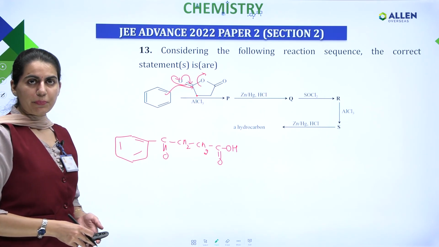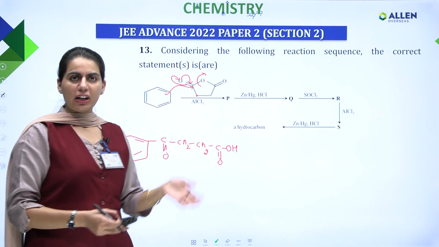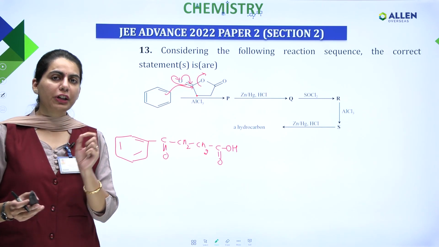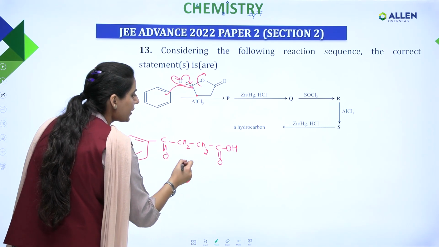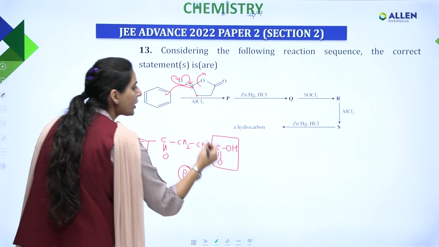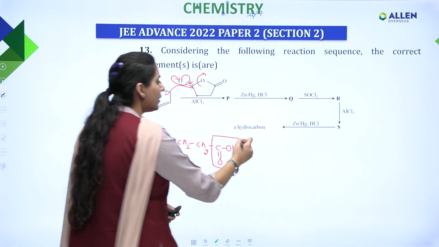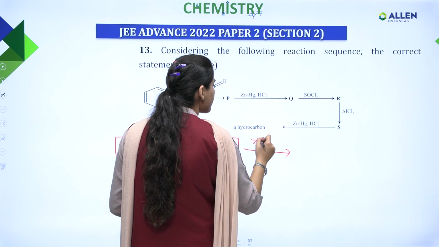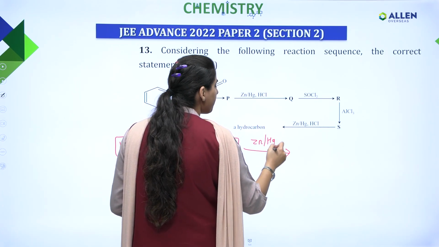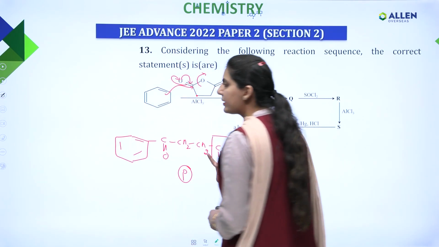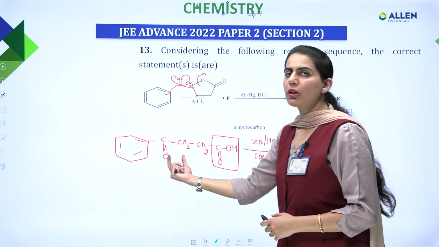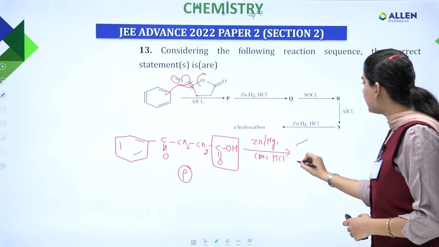Now what is the next step? We know that Clemmensen reduction carries out the reduction of a ketone group into an alkane. So this is your P part which is having a carboxylic group. Now let's talk about the second one. Because of Clemmensen reduction, which is zinc mercury amalgam in presence of concentrated HCl, the acid will stay as it is, but this particular portion will get reduced. So we'll be getting what?